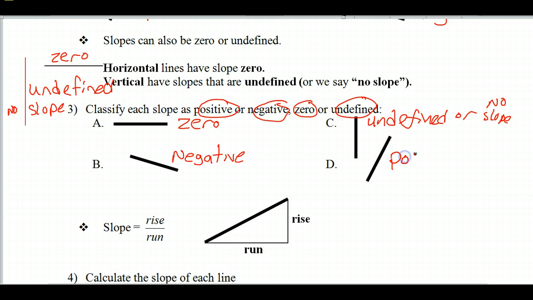Positive. D has a slope that is positive because it's uphill from left to right. Okay, any questions so far?